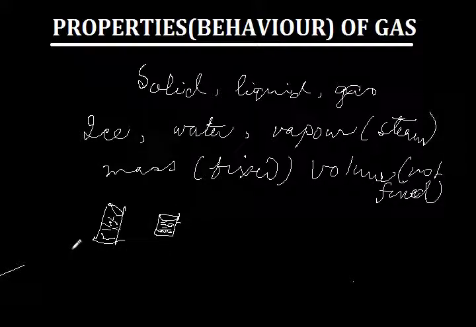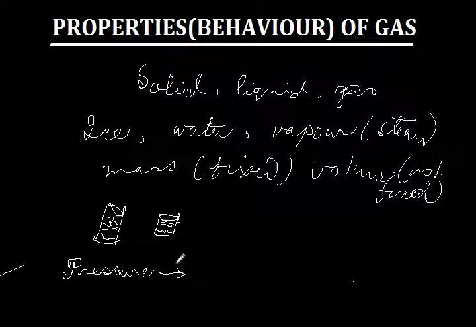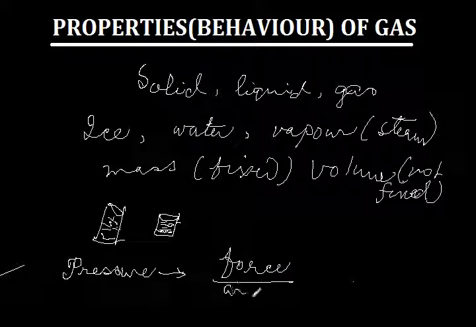So we have to get a clear idea about pressure. What is pressure? Pressure is the force applied on unit area perpendicularly, and pressure of a gas is the force applied perpendicularly on unit area in a closed container. So force by area equals pressure. This is the formula of pressure.